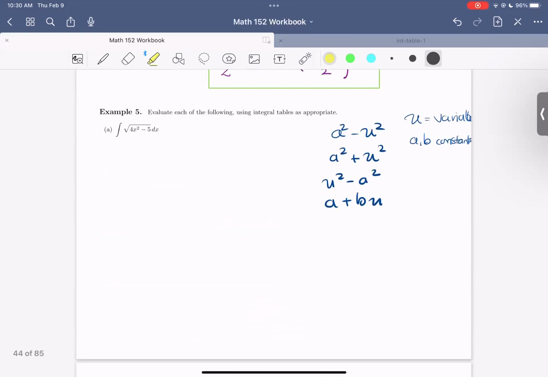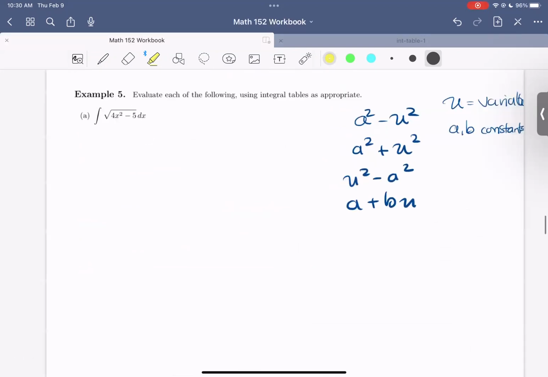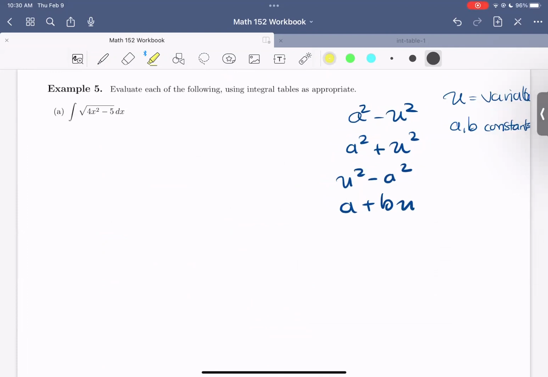Looking at the integral that we have in part A, which of these four forms might most closely represent our integral? If we think about it for a moment, we have a subtraction and we have some squared terms. It looks like our variable is our first term and our constant is the value being subtracted. So it looks like this is the form we'd want to fit. How might we change this into an integral of the form square root of something variable squared minus some constant squared?